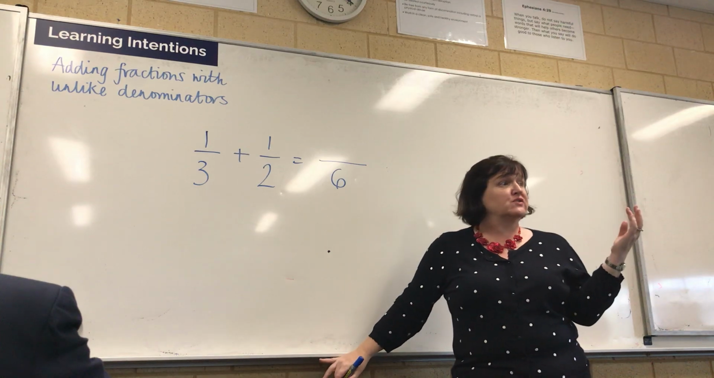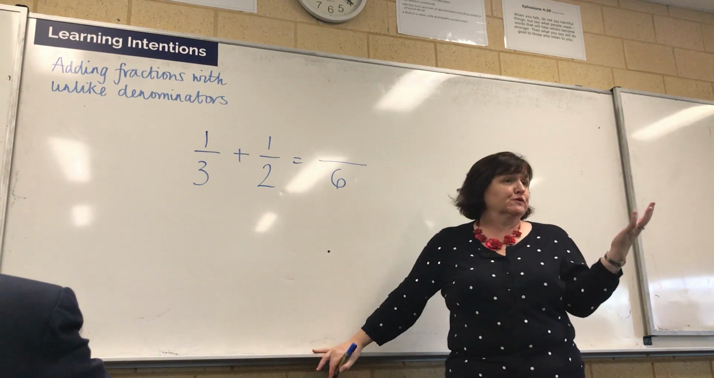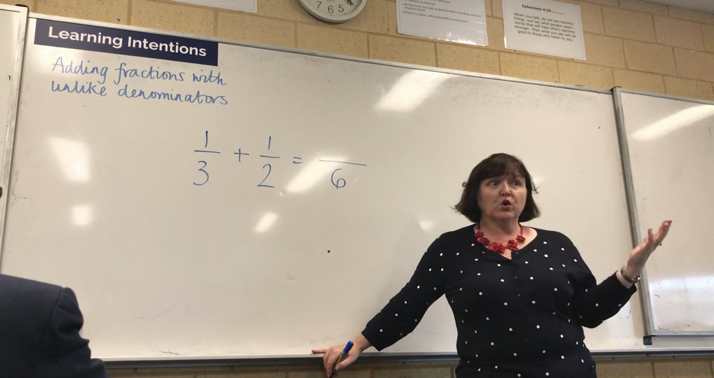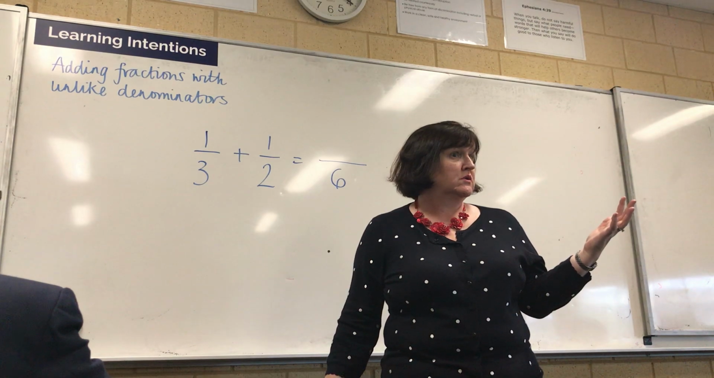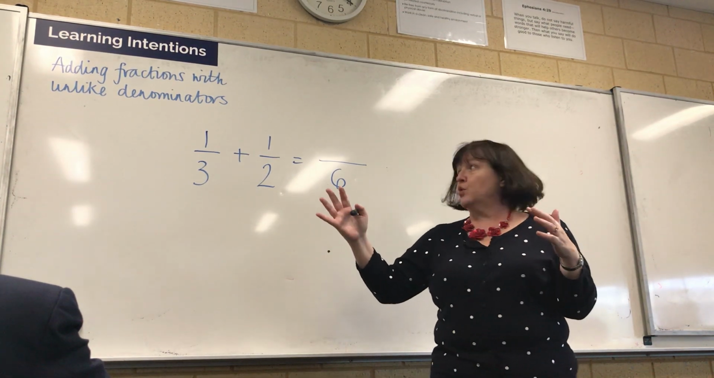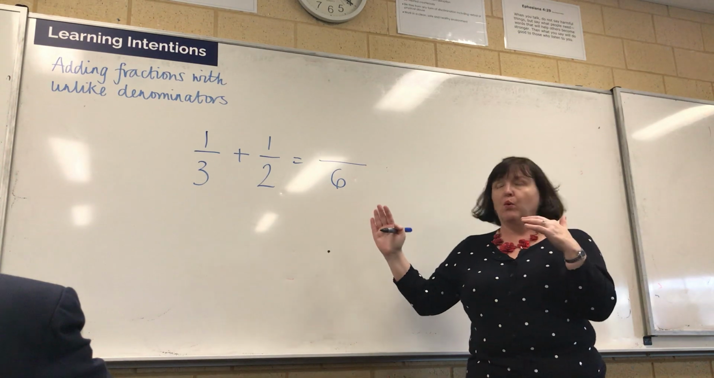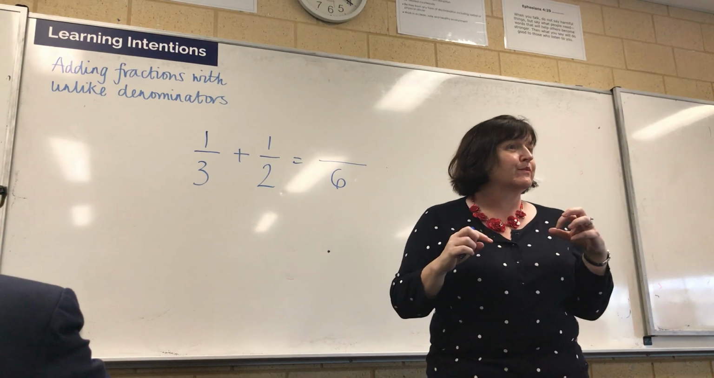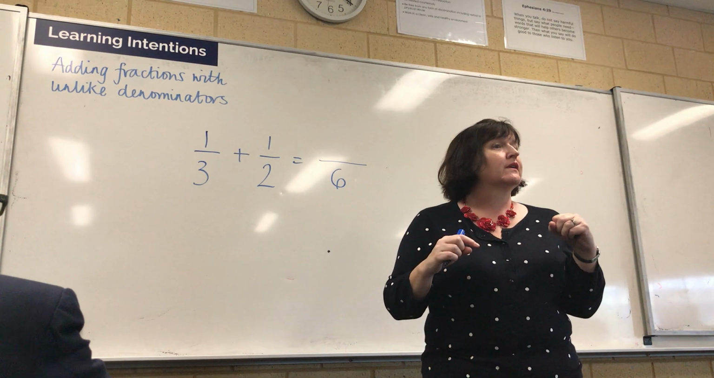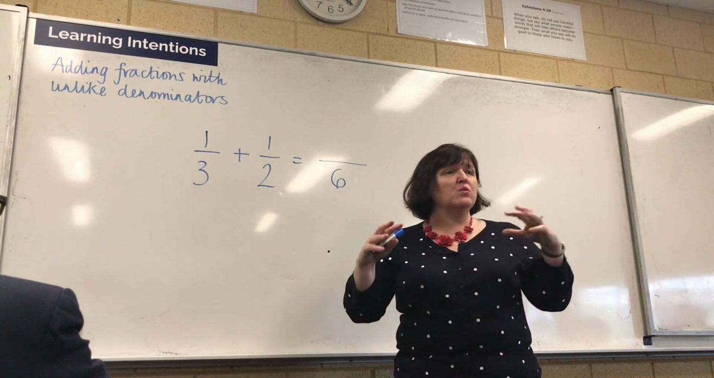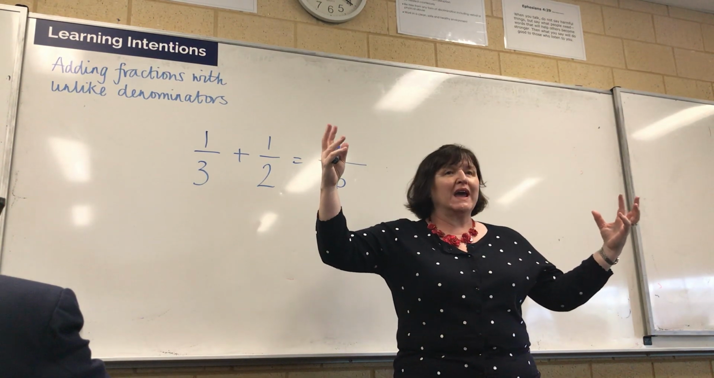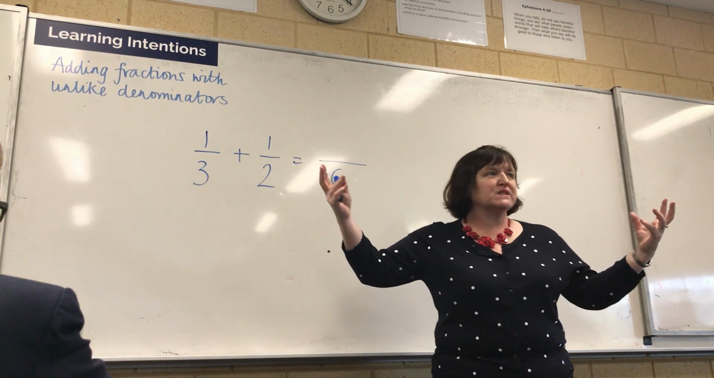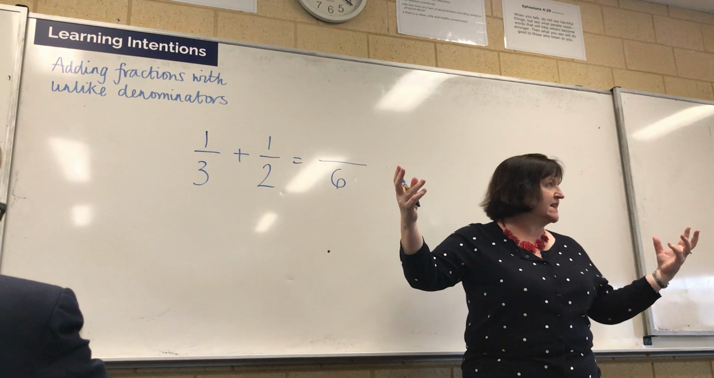Now we could have also chosen 12, because 3 goes into 12 and 2 goes into 12. We could have also chosen 24, because 3 goes into 24 and 2 goes into 24. But what's special about 6? Why is that the best one to choose? Because you don't want to have a bigger fraction, you want it to be simple. Perfect, that's right. We don't want a really big fraction because what do we have to do to really big fractions? We have to simplify them, don't we? So we don't want to make it more complicated than it needs to be.